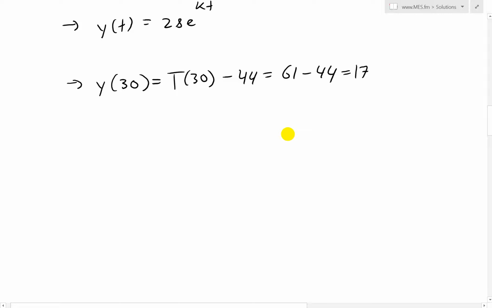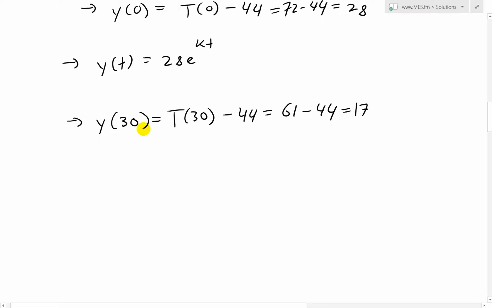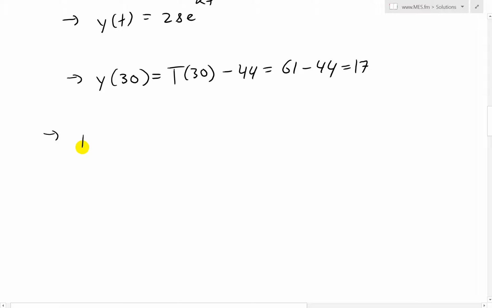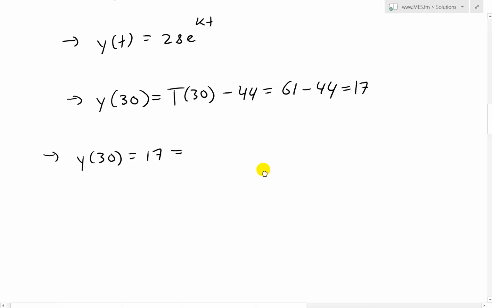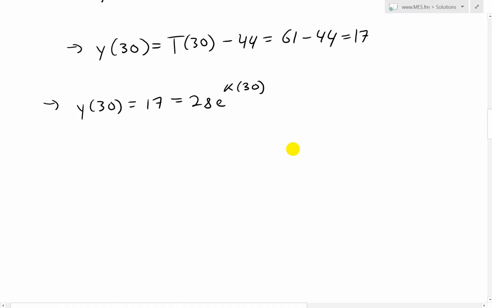So we have this new formula, and we have this y of 30. Let's plug this in now. y of 30 is equal to 17, which equals 28 times e to the k times t, where t is 30. Now we'll rearrange this to solve for k. Divide both sides by 28, so we have 17 over 28 equals e to the 30k.